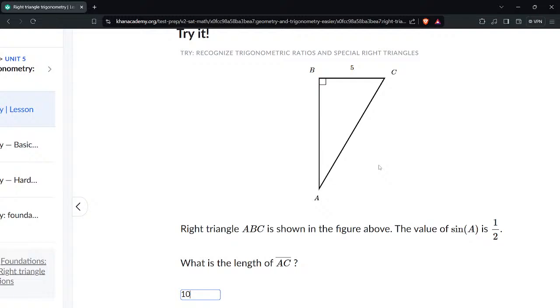Measure of angle C. Wait, what's the measure of angle C? Okay, I can do this, right? Because we know that sine is 1 by 2. So this is 30, 60, 90.